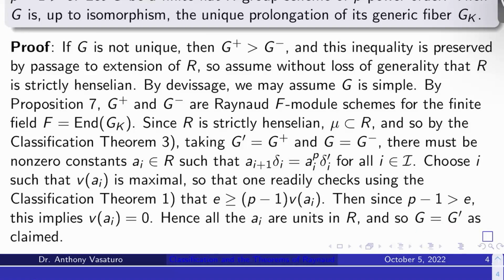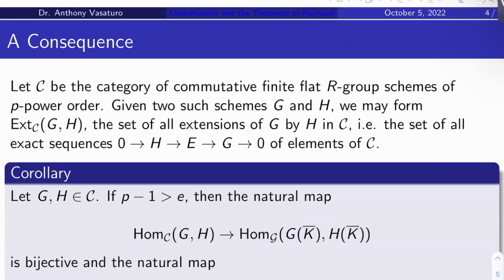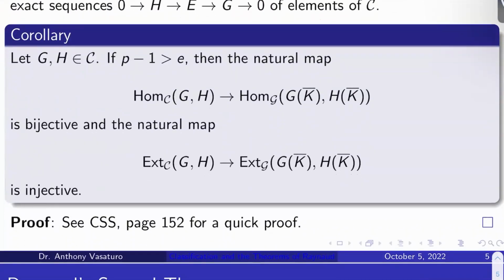Okay? And so one consequence of this is the following. Let C be the category of commutative finite flat R group schemes of p power order, the ones we're focusing on here. Given two such schemes, G and H, we can form Ext of G, H in the category C, which is the set of all extensions of G by H in C, i.e. it's the set of all exact sequences 0 to H to E to G to 0 of elements of C. And so here's a corollary of the above theorem. It's not too hard to check this at all once you have the uniqueness of prolongation theorem.